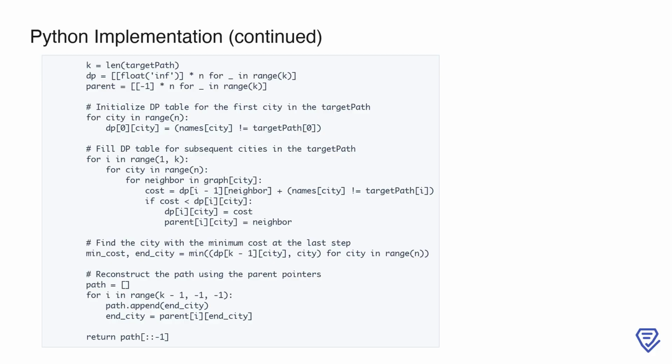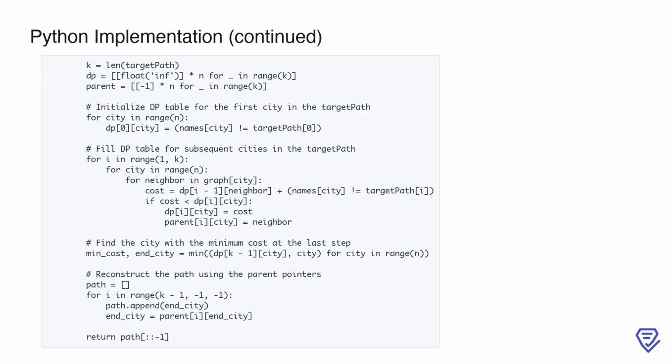Next, we iterate through the target path and fill the dp table for each subsequent city. For each city, we examine its neighbors in the graph and compute the cost of transitioning from the neighbor to the current city. This cost depends on the previous dp value and whether the current city's name matches the corresponding target path name. If the total cost is lower than the current recorded value in dp, we update it and record the parent node.